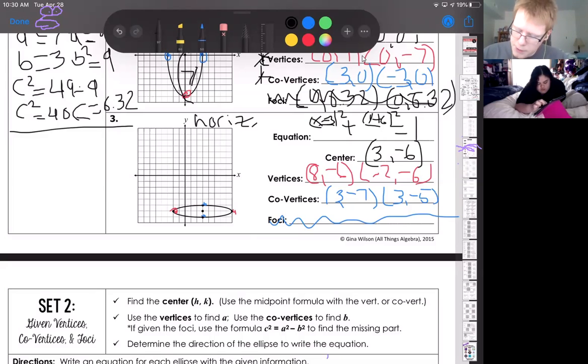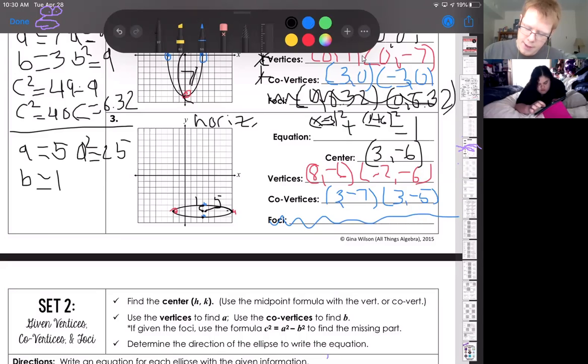If you look at our ellipse, the distance from the center to our vertex was, what was it? 5? 1, 2, 3, 4, 5, right? Yeah. So this distance is 5. Our distance from our center to a covertex was 1. So our A is 5. Our B is 1. So really A squared is 25. B squared would still just be 1.